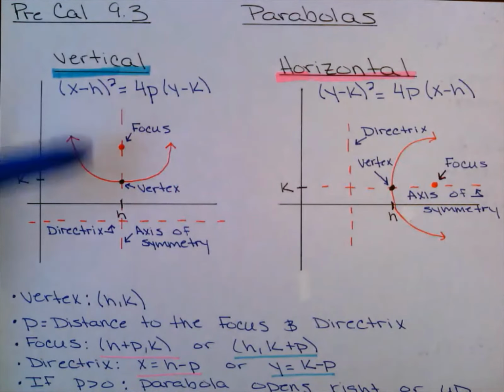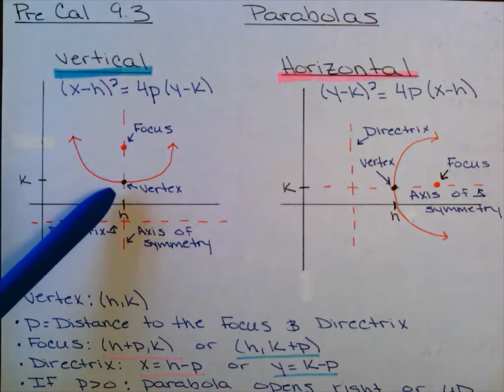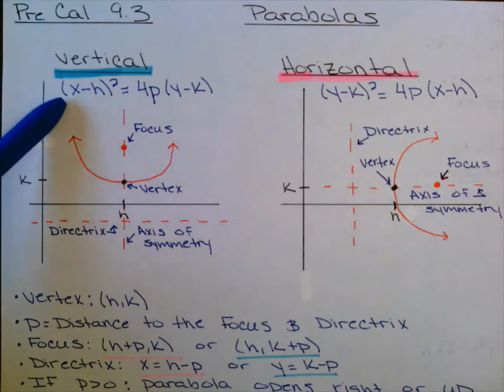We have a vertical parabola when the x is squared, and notice we have the h and the k like we've been seeing with our past shapes. That's going to dictate where the vertex is, okay? So kind of like the center. Notice that only the parentheses on the x is squared. And then notice we have this number of 4p. I'll get into more detail on that in just a minute, okay?